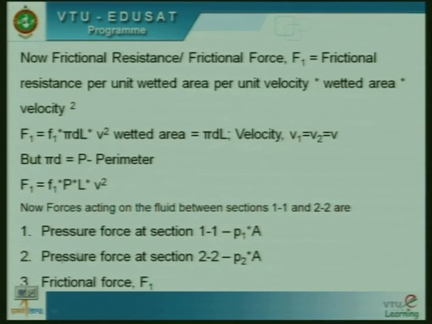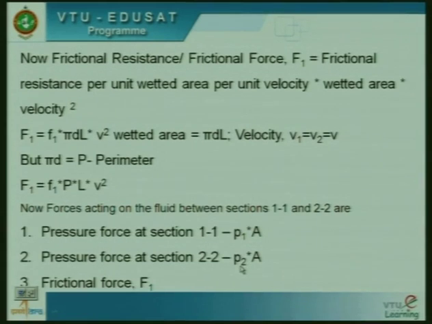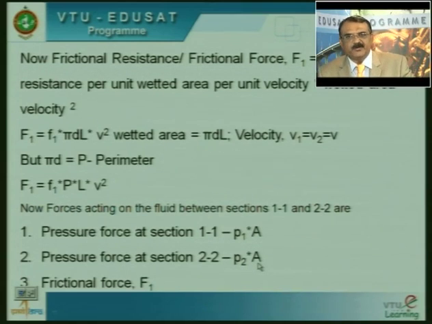The forces acting on the fluid between section 1 1 and 2 2 are the pressure force at 1 1. What is pressure force or the total pressure? Intensity of pressure into the area on which it acts. At section 1 1, the intensity of pressure is represented as P1. P1 into the area on which it acts gives me the total pressure or the pressure force. Similarly, at section 2 2, it is given by the intensity of pressure at 2 into the area on which it acts. The area remains the same, it is A. Therefore, the total pressure or the pressure force at 2 2 is given by P2 into A.